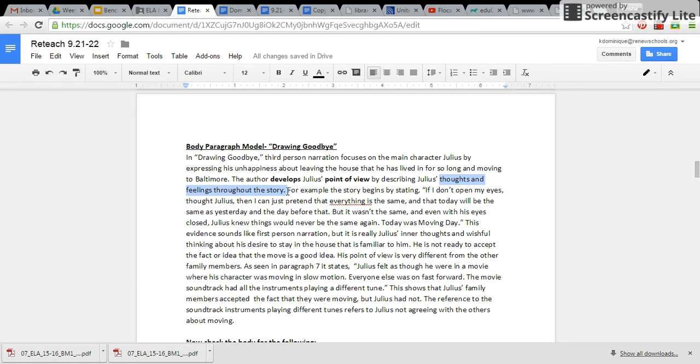So right there, that is where I identified for you how the author develops the point of view. For example, the story begins by stating, "If I don't open my eyes, thought Julius, then I can just pretend that everything is the same and that today will be the same as yesterday and the day before that. But it wasn't the same. And even with his eyes closed, Julius knew things would never be the same again. Today was moving day." This evidence, here's my explanation.